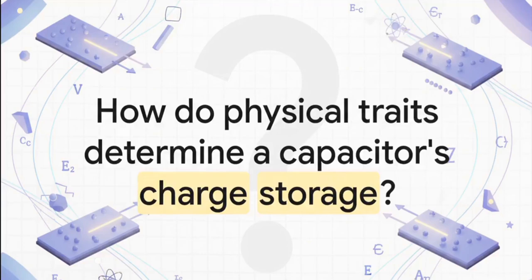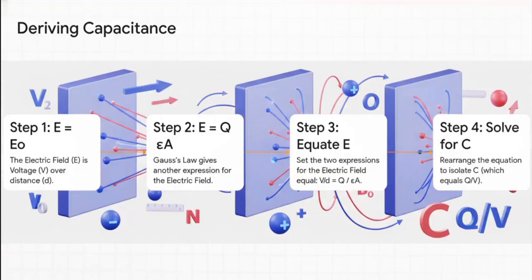It's pretty awesome. Okay, stick with me here, because this is where the magic happens. This looks a little intense, but the idea is actually really elegant. See, we've got two completely different ways to describe the electric field between the capacitor's plates. The first one is pretty basic. The second one comes from this powerful thing called Gauss's law. But here's the trick. Since they're both describing the same thing, we can just set them equal to each other.